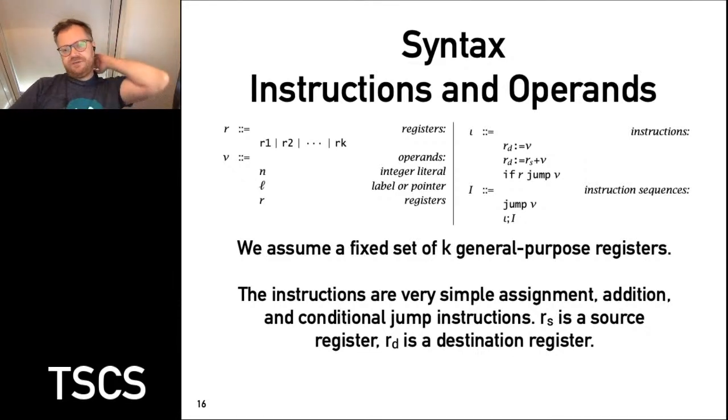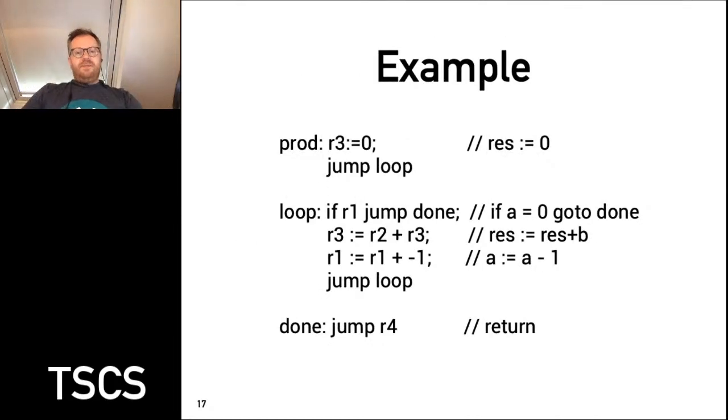So you have this fixed set of K general purpose registers, and the instructions are simple assignments, additions, and conditional jump instructions, where RS is the source register and RD is the destination register, as I just told you. Okay. Let's look at an example of this program.